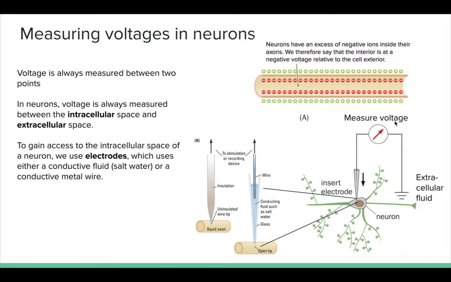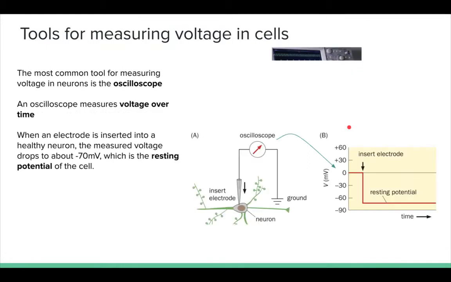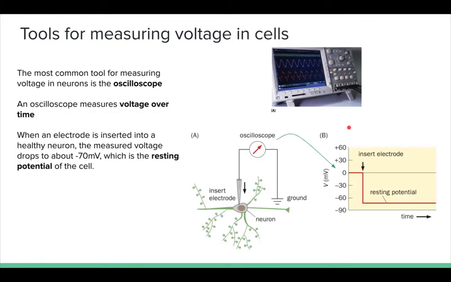Now, the voltage measuring device here, I'm being sort of generic about it. There are several different devices you can use. The most common one is called an oscilloscope, and oscilloscopes, in the old days, were made of vacuum tubes and cathode ray tubes. Now they're all digital and they're all hooked up to computers, but they all function in the same general way. What oscilloscopes do is they measure voltage over time.